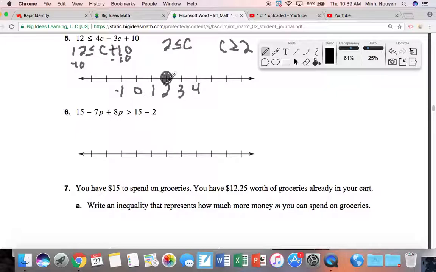Obviously your circle doesn't have to be that big in your student journal. Greater than 3, 4, 5, those are greater than 2, so I'll go that way. Solutions.